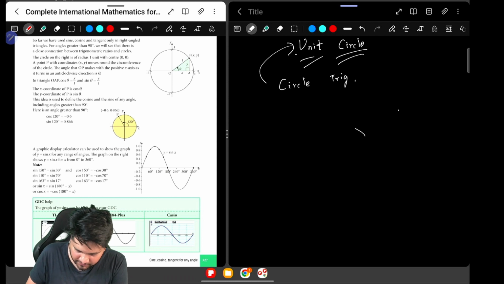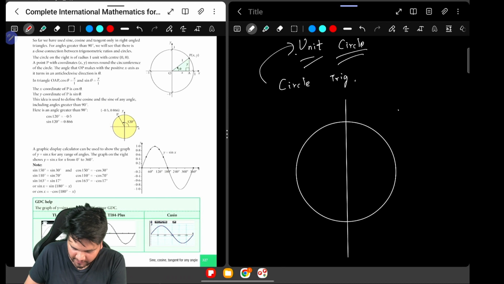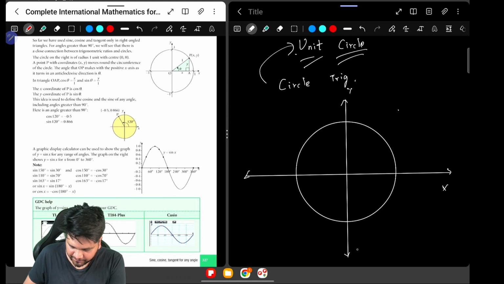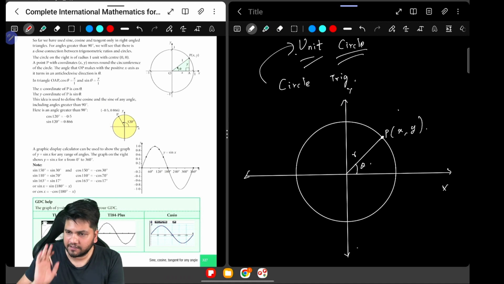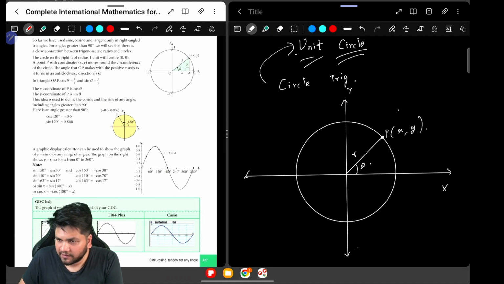Pay attention carefully everyone. So let me consider this circle. This is the x-axis, this is the y-axis, and let me consider this point P. The coordinate of P is x comma y. Now this circle will have a radius r, and this angle would be theta. Understood everything now? X-axis, y-axis, circle with radius r, theta is the angle, P coordinate is x comma y.